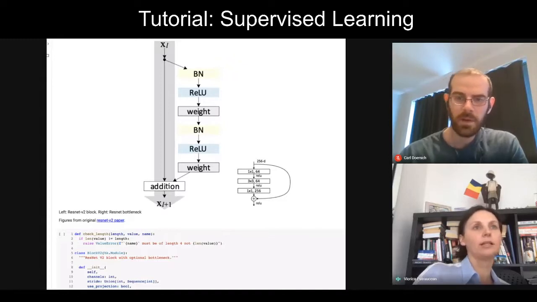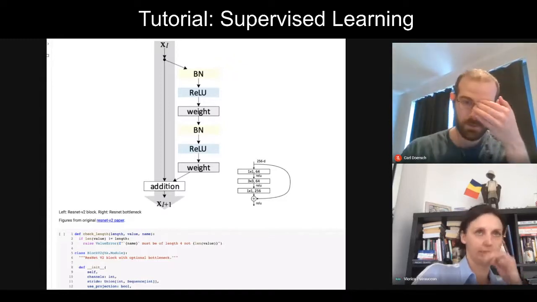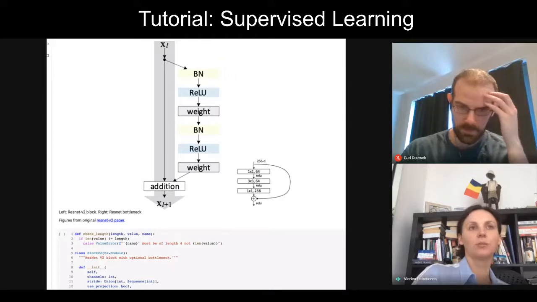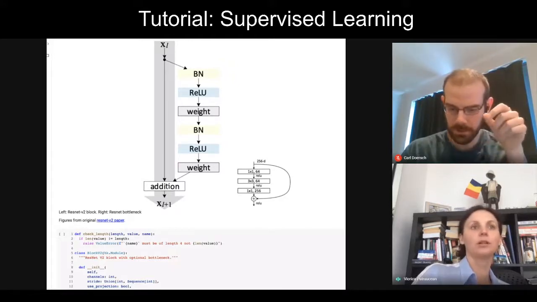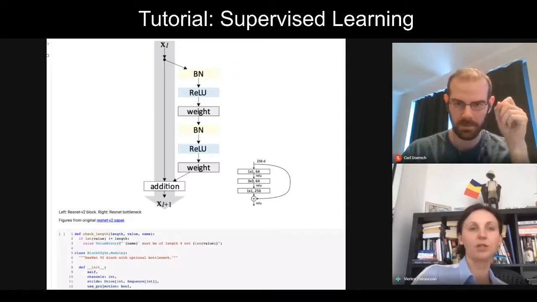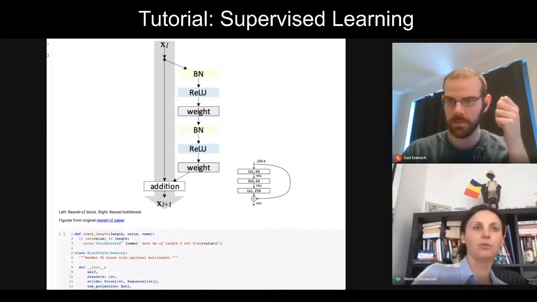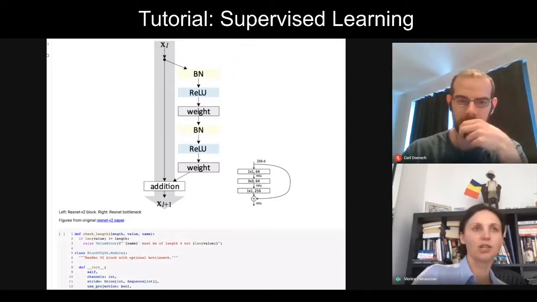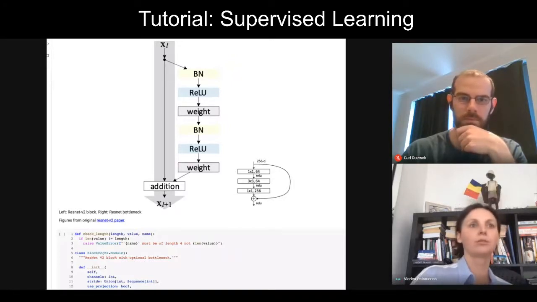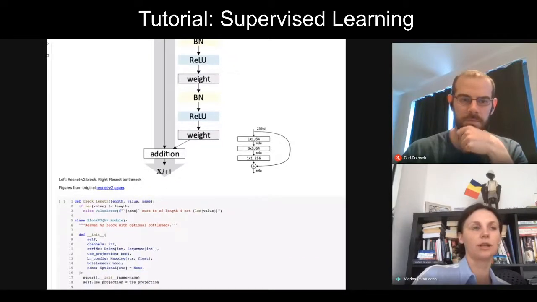Also, as you probably know, you can apply a residual connection only if the input and the output have the same dimensions. But if we want to increase the number of channels, then we can use a 1x1 convolution on the skip connection to increase the dimension.